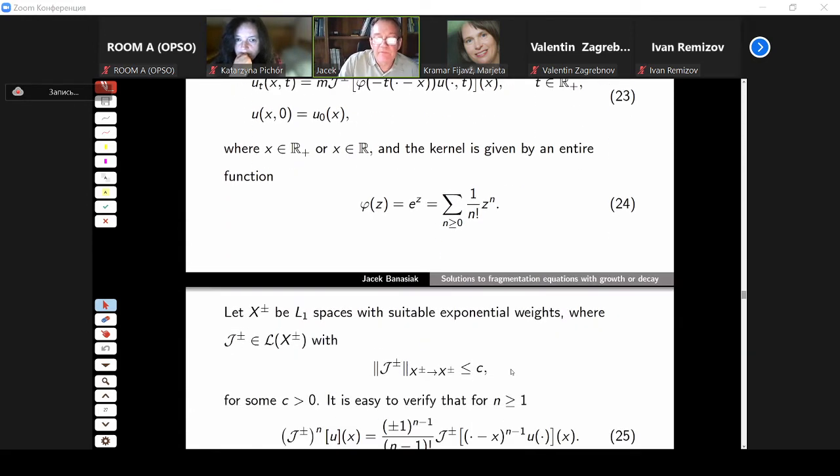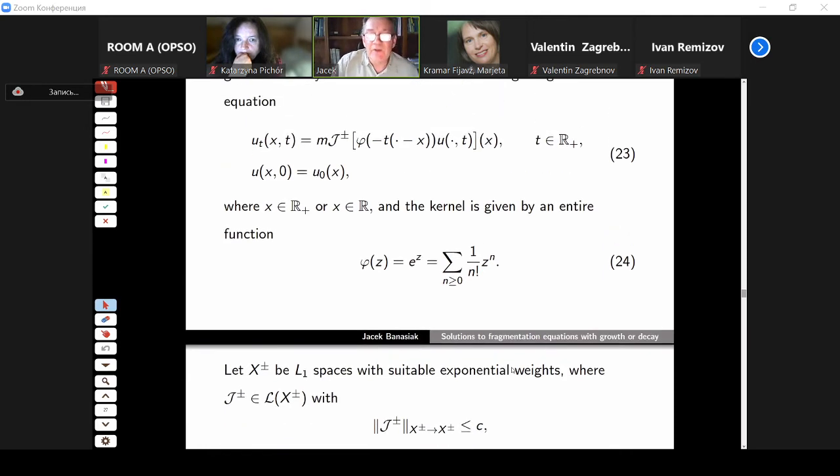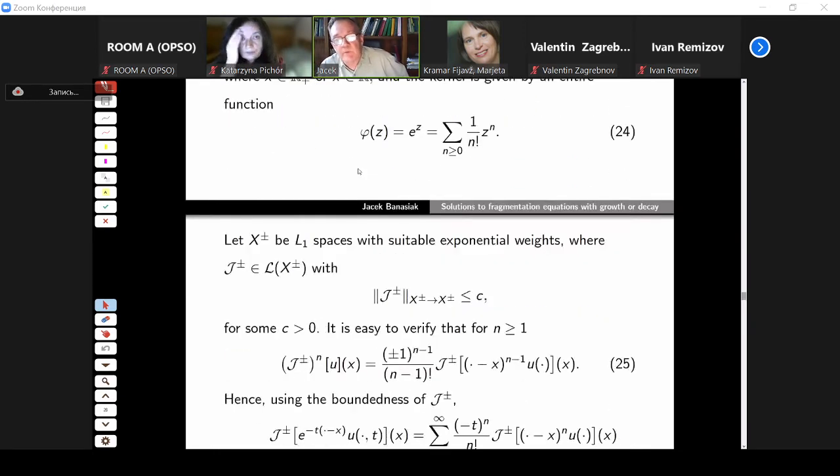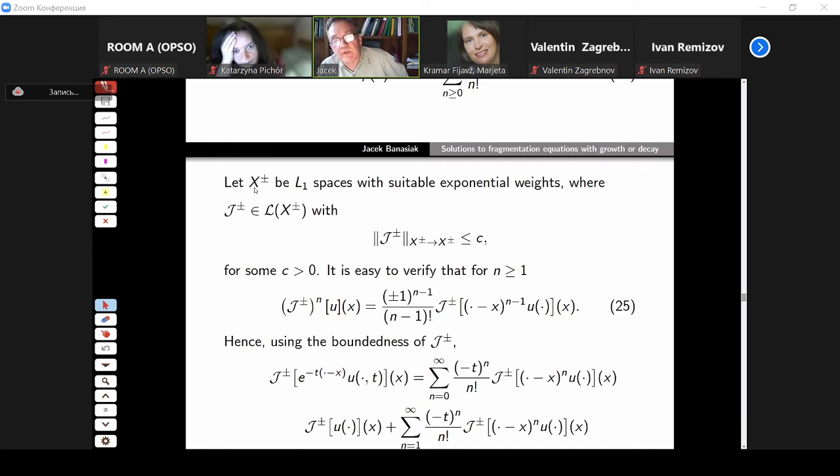But the problem is now, let us go from engineering to some functional analysis. This is essentially a differential operator equation. To be able to do something sensible, we must assume that this operator, J plus minus, acts in some sensible space. So at this moment, we assume that we have some space X plus minus, a space of L1 type. It turns out that some exponential weights are necessary here, and we assume that our operators J plus minus are bounded in this space.